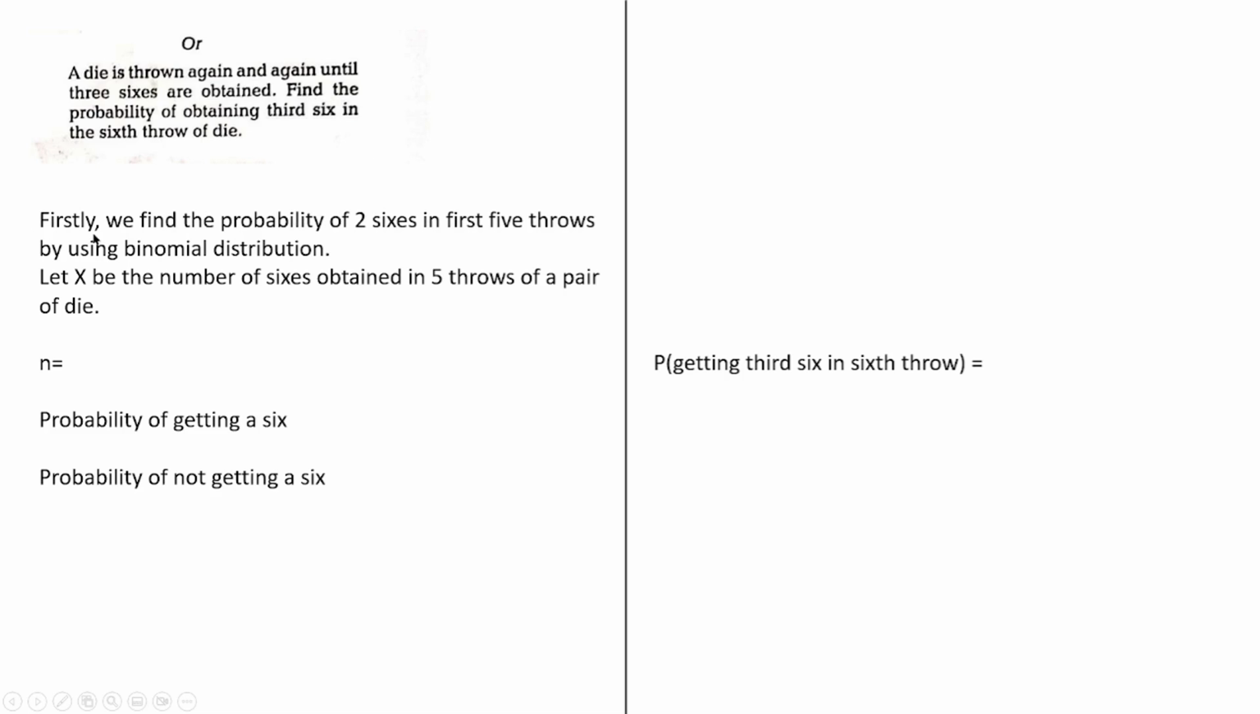Moving on, next question. A die is thrown again and again until 3 sixes are obtained. Find the probability of obtaining the third 6 in the 6th throw of a die. So here it is given, a die is thrown again and again until 3 sixes are obtained. We have to find the probability of the third 6 in the 6th throw of a die. So let us first find the probability of 2 sixes in the first 5 throws using binomial distribution. So we have 6 throws.